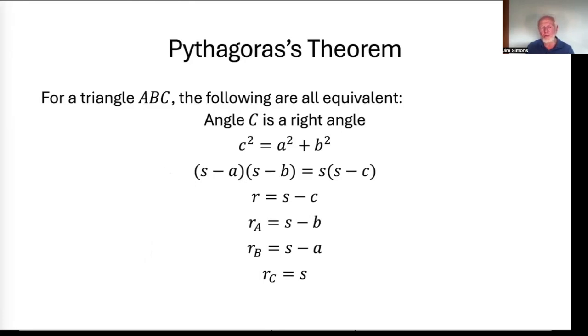And as I said before, it follows immediately that if a, b, and c are integers, then these radii are all integers as well.